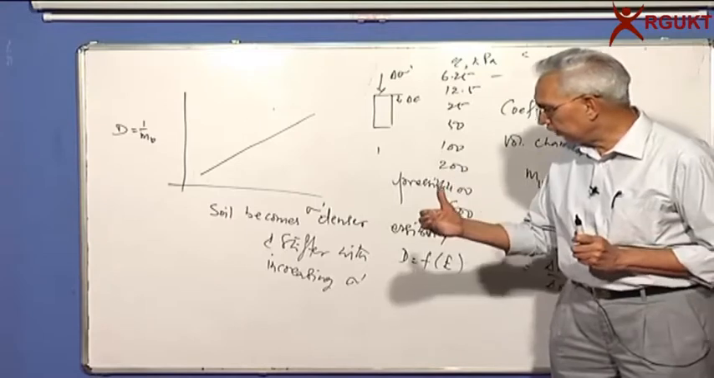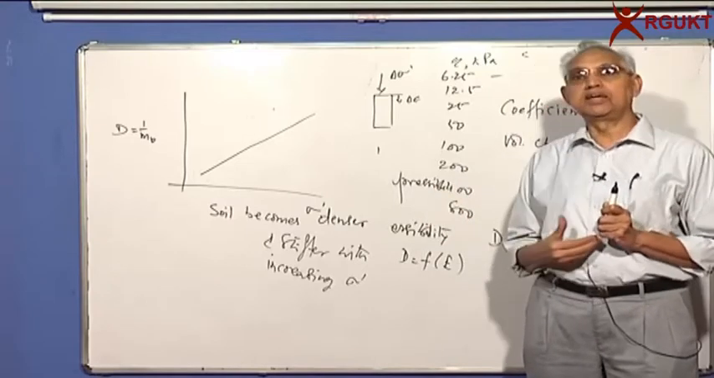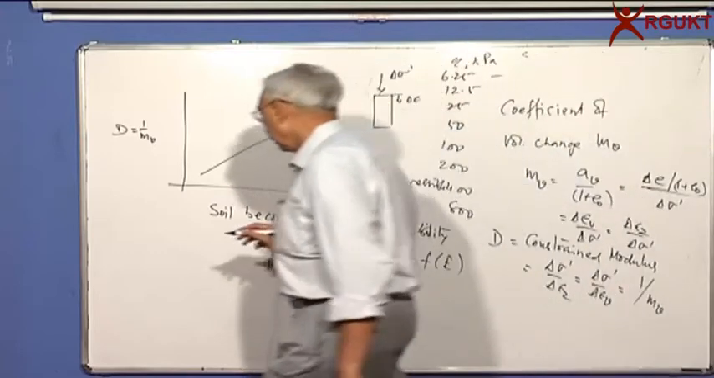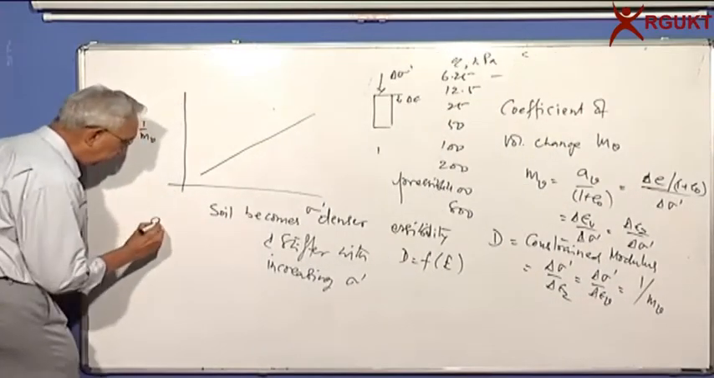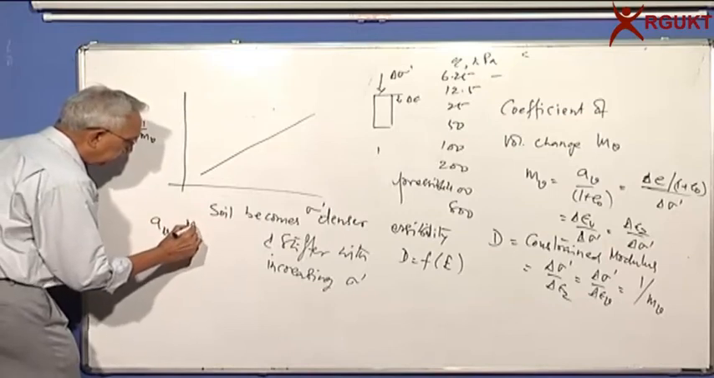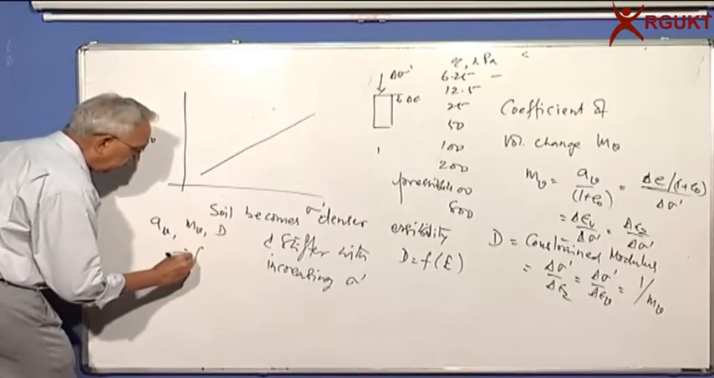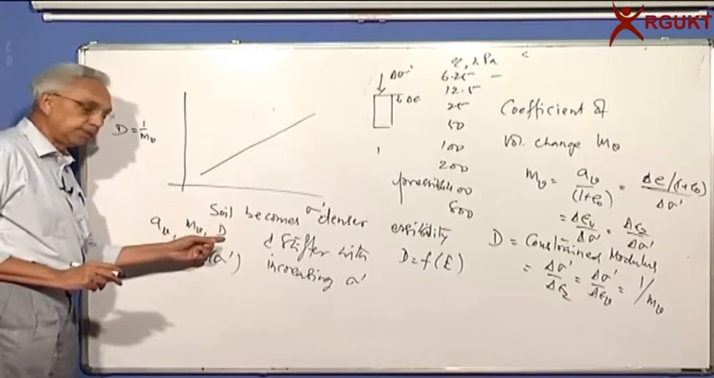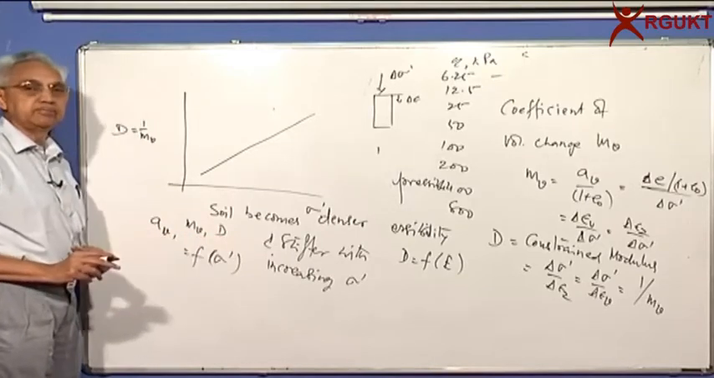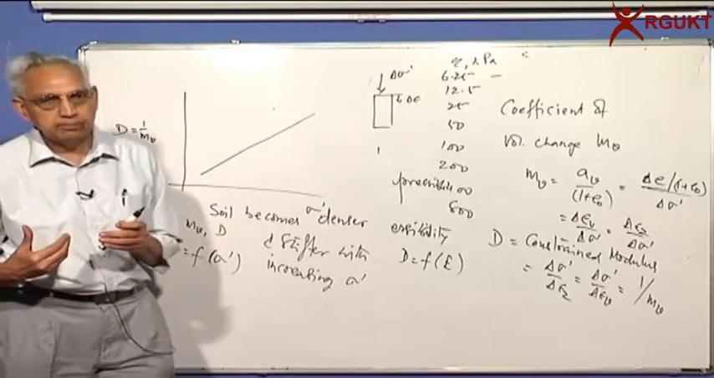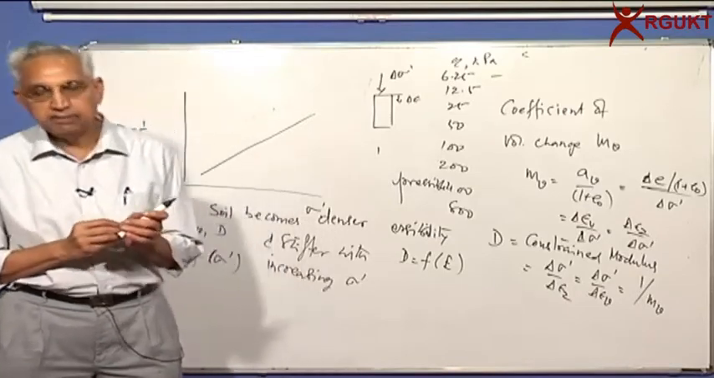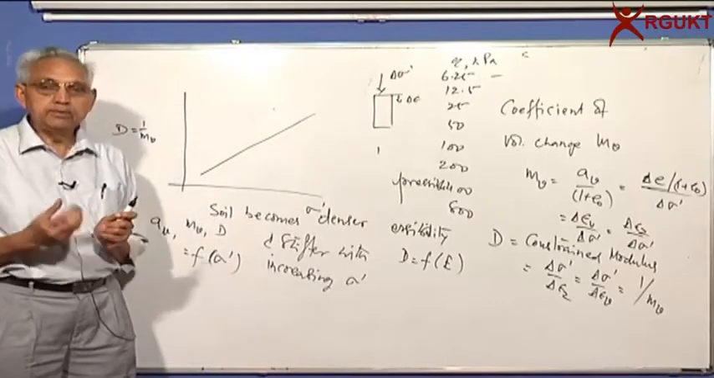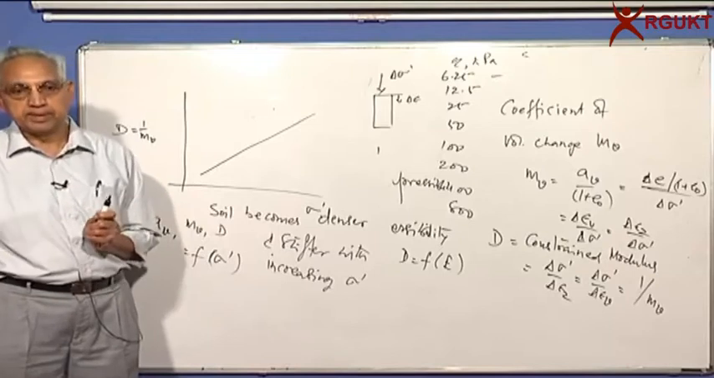With increasing stress, you will have less and less settlements, which means these parameters, both a sub v, m sub v and D, are all functions of stress. The first two decrease, the third one, constraint modulus, increases with sigma prime. So we know it happens, but it is not a very convenient way of defining a parameter, because you don't want a stress dependent parameter.